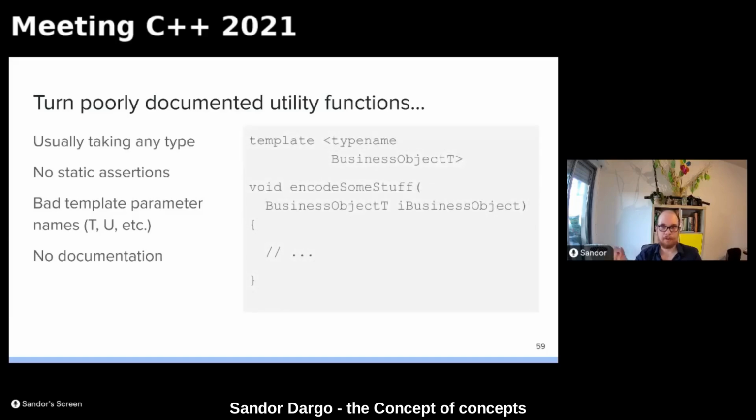So in our code base, I found something like this, well, not even like this, because here our template parameter is called something like some business object, but we had a similar function template. So it encodes some stuff, you have this template parameter, but you don't know what it should be. You don't know what it could be. And then you have to dig deep into the code, and you have to investigate. It takes a long time, and it definitely takes more time than it should.